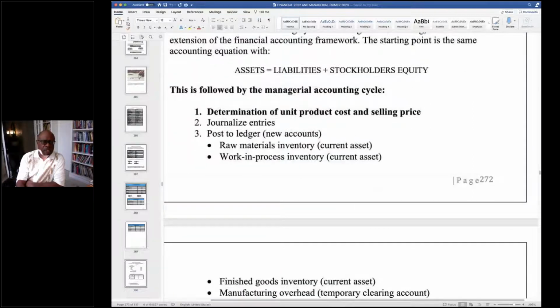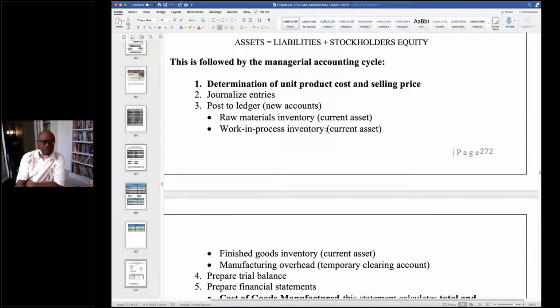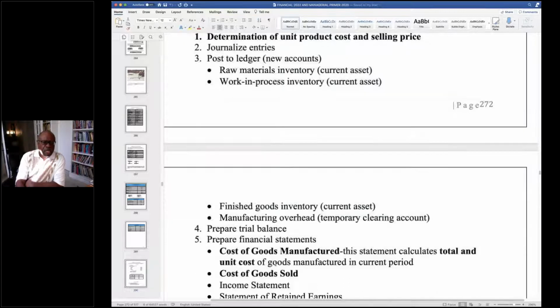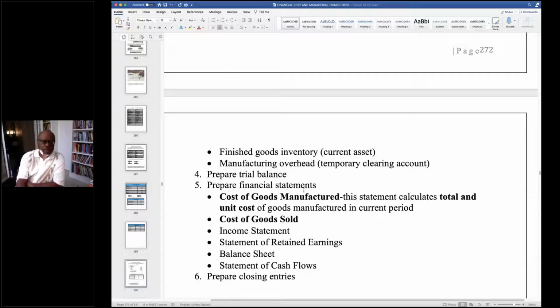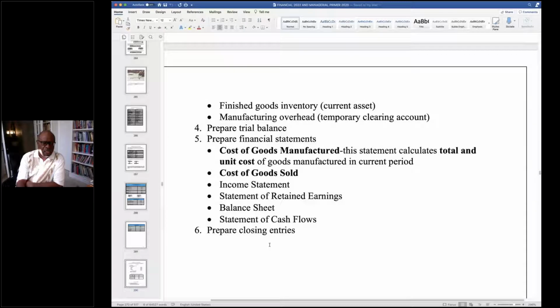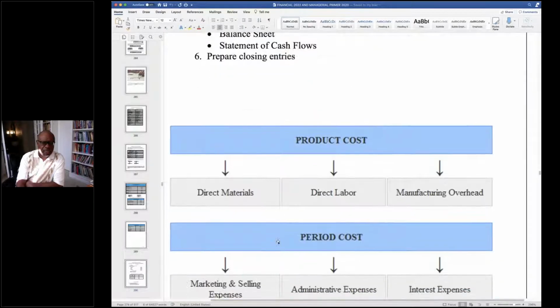After that, we're going to make journal entries. We're going to post them to the ledger. We do have some new accounts: raw materials inventory, work in process inventory, finished goods inventory, manufacturing overhead. We're going to prepare a trial balance, and we're going to prepare the financial statements. We have new statements: cost of goods manufactured. We have to determine how much it costs us to make the item. Cost of goods sold, we have to determine what is the cost of the items that were sold. And this is just a basic statement, it's not very difficult. Then we have the income statement, statement of retained earnings, balance sheet, and statement of cash flow, and preparing the closing entries. So we do some of the same things.